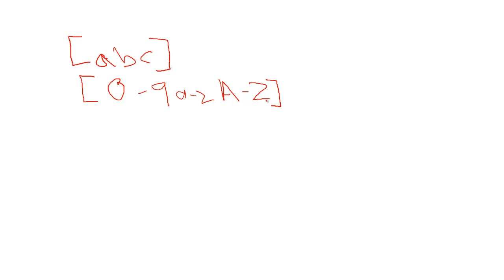You can do a range inversion, which means that you use a caret as the very first character, and then you specify something. So if you want to match anything that is not a number, you can say not 0 through 9.